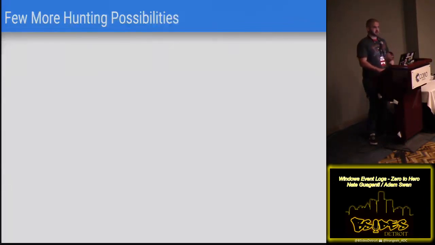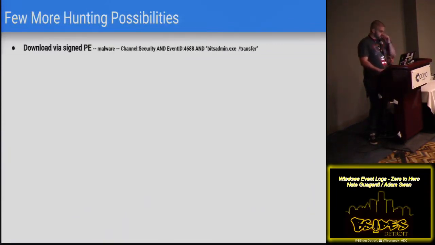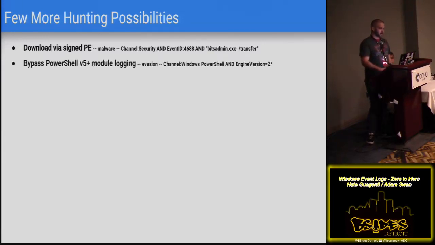So a few more hunting possibilities. Don't have slides for these. Download via signed PE, bitsadmin.exe /transfer. It's built in, an executable that's signed. Going to bypass AppLocker and those other things. So you got PowerShell 5 enabled. There's bypasses for everything, but you can look for engine version 2.*, right? If everybody upgraded to 5, nobody should be running version 2.